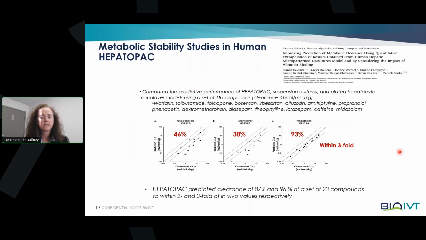And to provide you a little bit of background on predicting clearance in HEPATOPAC, this is a publication I'd like to refer you to from a group at Sanofi, where they looked at 15 different low turnover compounds. Specifically, they looked at 3 different models: suspension, monolayer, and HEPATOPAC. And they used the same donor for all 3 models. And they were looking at the predicted clearance in vitro versus the observed in vivo clearance. And 46% and 38% of the compounds, respectively, in suspension and monolayer predicted accurately within 3-fold. And the HEPATOPAC model predicted accurately within 93% of the compounds within 3-fold.